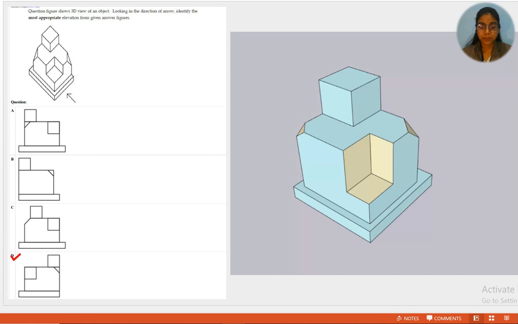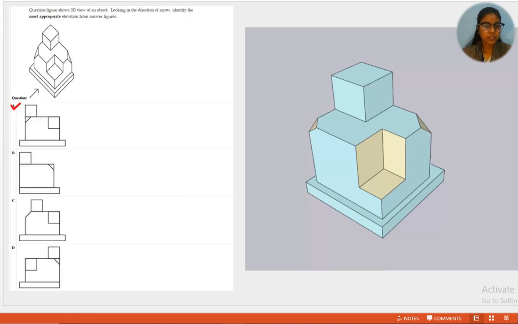Okay, clear. Next, we have the same 3D figure, just the direction of the arrow is getting changed, and by looking at that direction of the arrow, you have to find out the elevation.